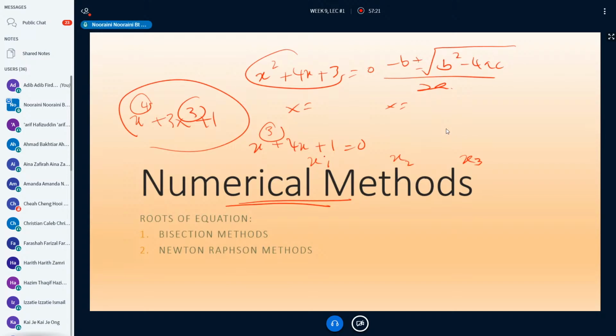Okay, this one you can use your calculator, but for this case we cannot use this formula, the calculator or whatsoever. You need to apply numerical methods. Okay, you are going to cover 2 techniques in order to get the roots. First is bisection method. The second one is Newton-Raphson method.